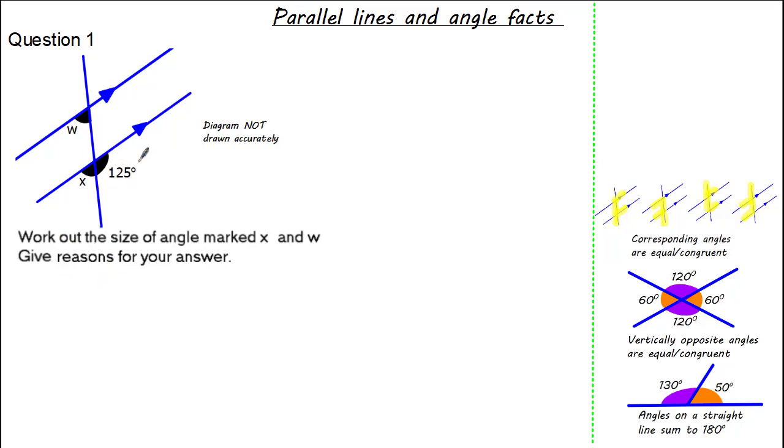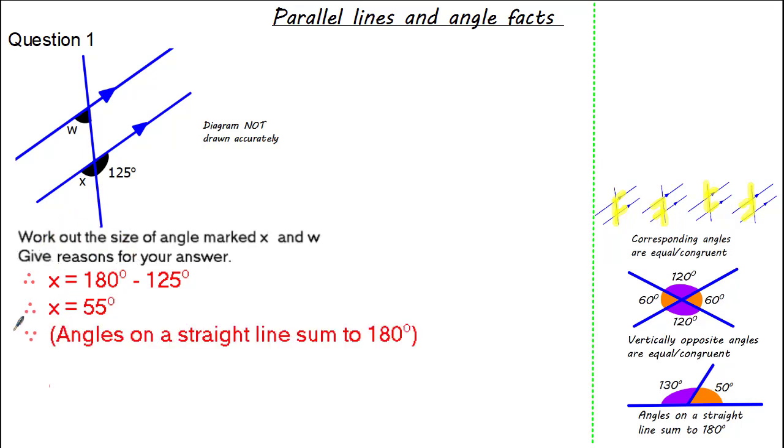Firstly, always look at the angle you are given and see if you can spot any one of our angle facts. You might be able to see a straight line with 125 degrees. Therefore, x equals 180 degrees, subtract our 125 degrees, giving us x is equal to 55 degrees. Because the question asks us to give a reason for our answer, I'm going to use this symbol, and this symbol represents because angles on a straight line sum to 180 degrees. Now we know x is 55 degrees.